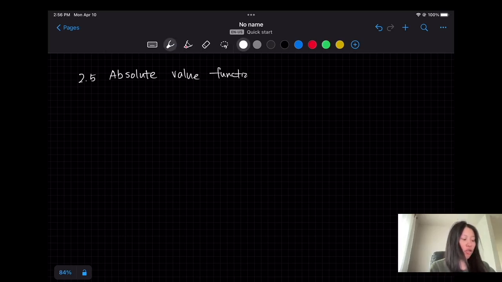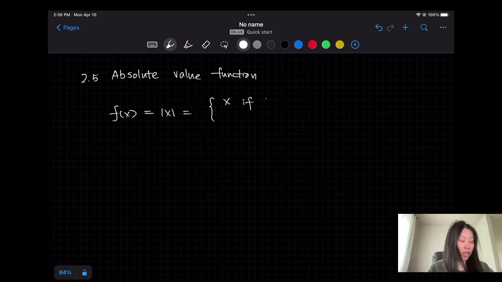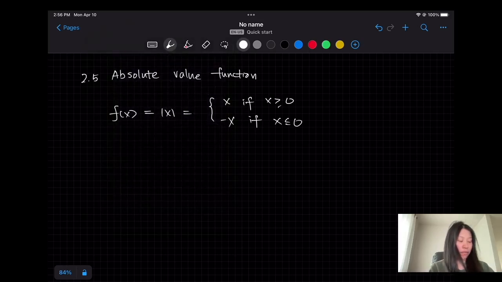By definition, the absolute value function is defined as a piecewise function. If x is positive, the output is going to be a positive number. If the input is a negative number, the output is going to be a positive number, so that means you want to take the negative again. So that would be the definition.